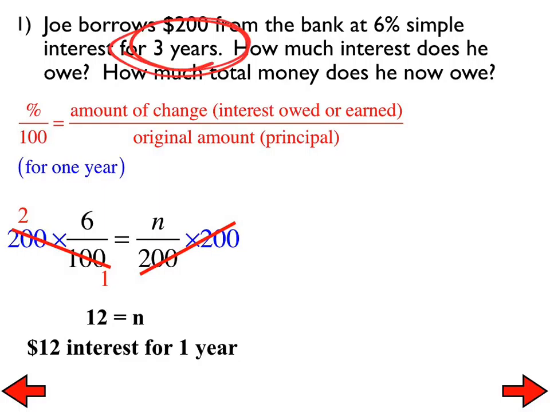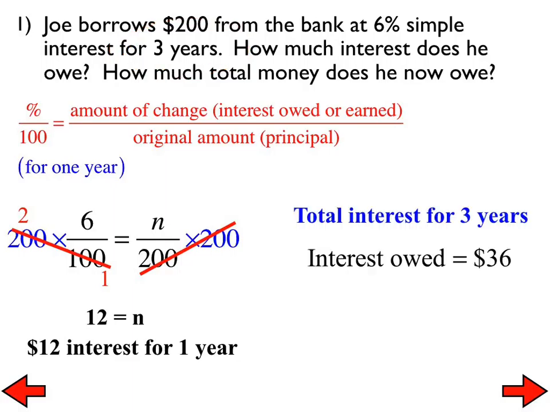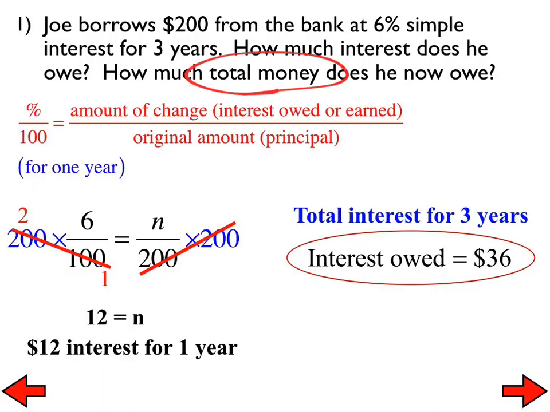How many years are we interested in here? 3. So if 1 year is $12, how much would 3 years be? 36. So times 3 would be 36. $36 is the amount of interest he owed after 3 years, but I also want to know the total money he owes. So 36 is how much it cost for him to borrow money, basically.